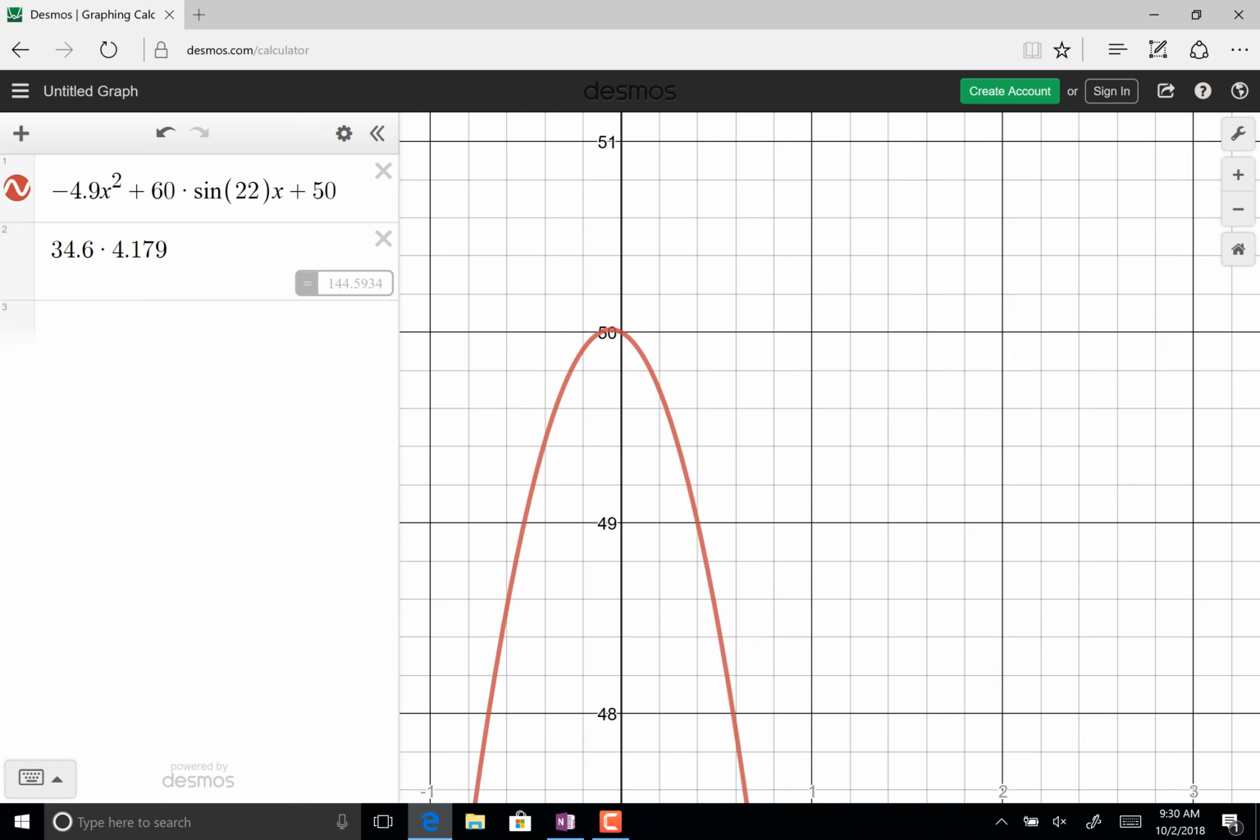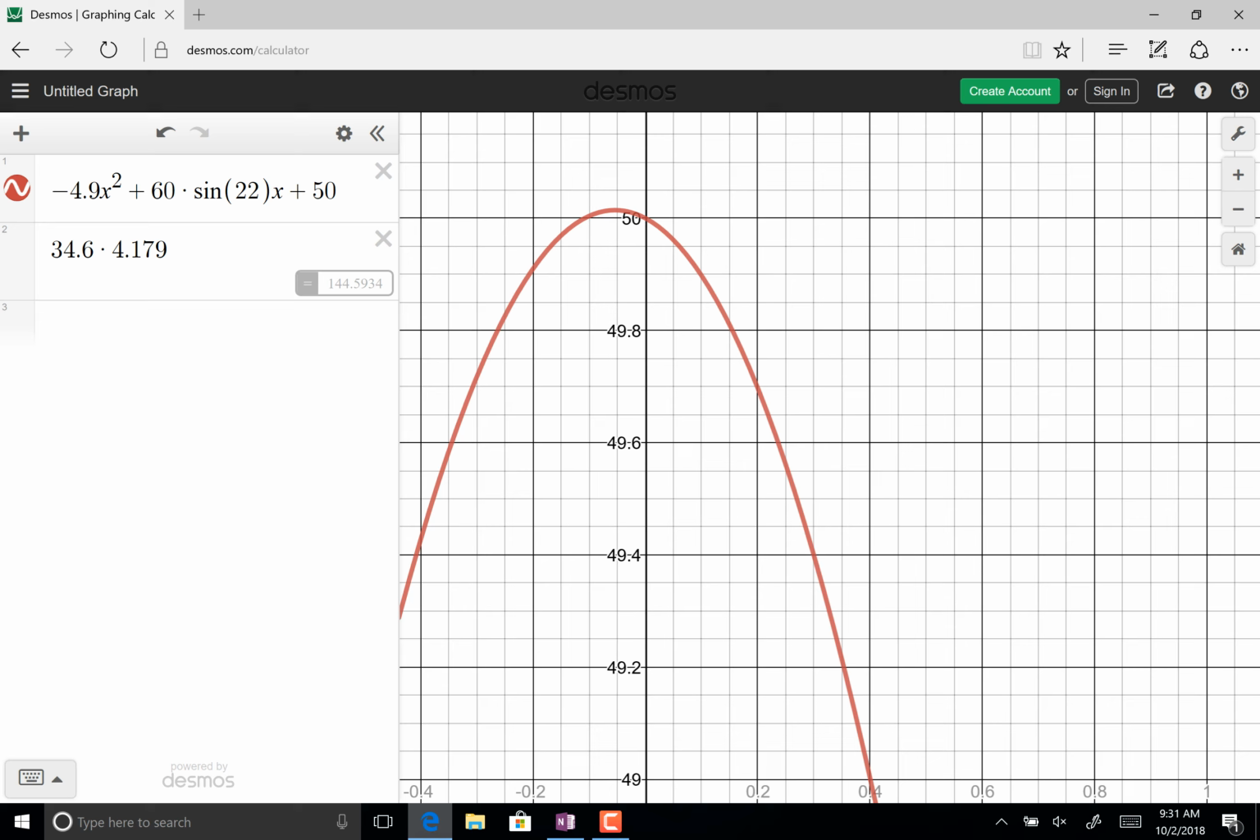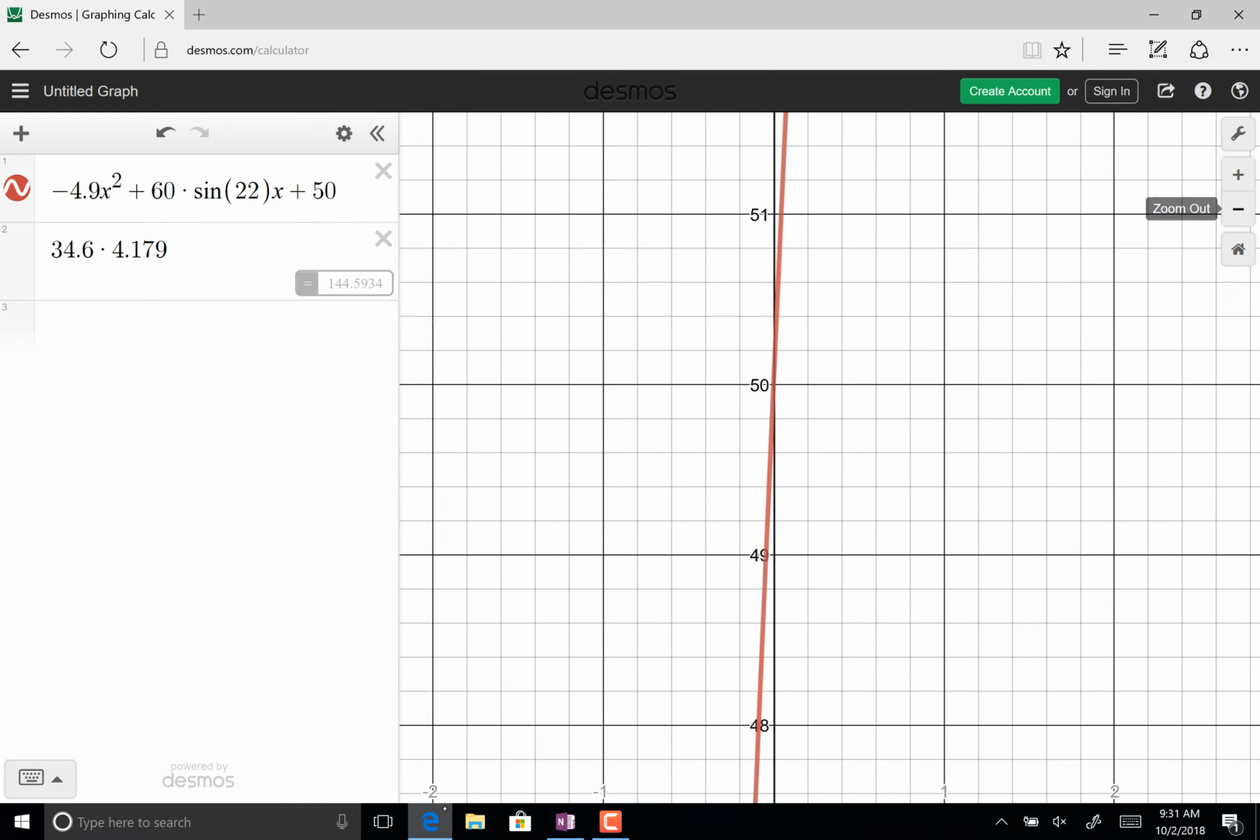Something screwy there. Negative 4.9, 60 sine 22. Did I miss something there? Negative 4.9, sine 22. Zoom. 50. What is going on there? Why is that not? Oh! That's embarrassing. So my answer was wrong on the previous problem. That blows. Okay. We'll have to jot that down in a minute, okay? We'll fix that momentarily. My bad.